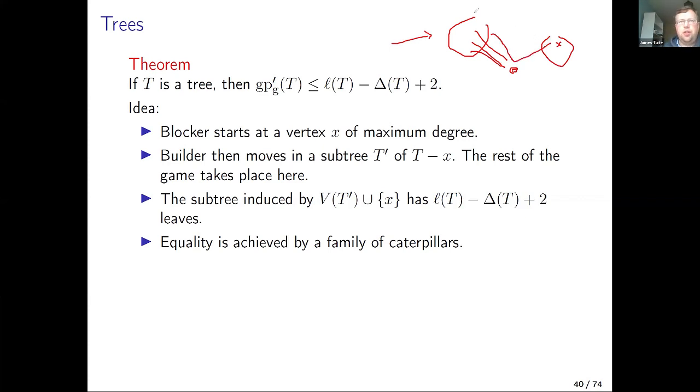And we've said that the general position number of a tree is the number of leaves, and if we look at this subtree, if we include this base vertex, that subtree would have exactly this number of leaves, or at most that number of leaves. And we've characterized equality, and it turns out to be a certain family of caterpillars.